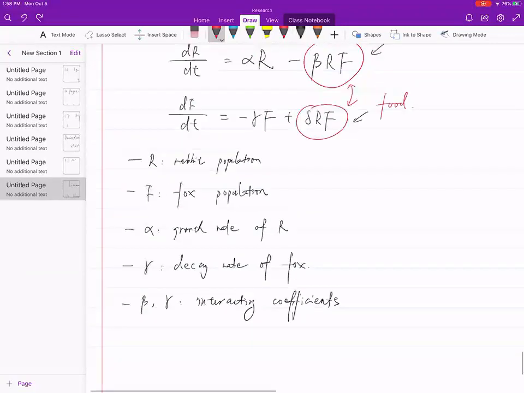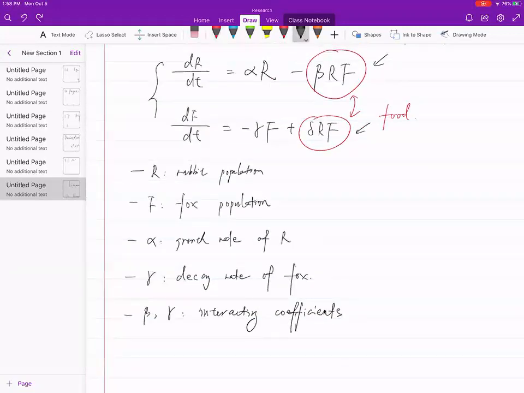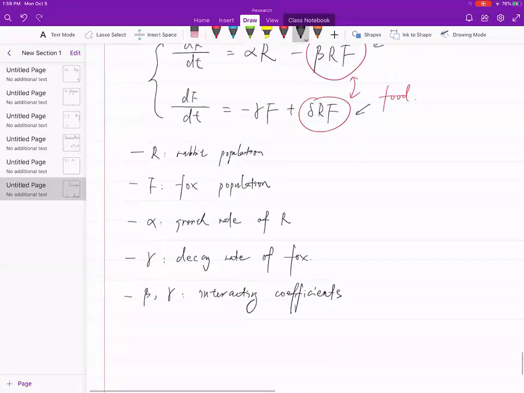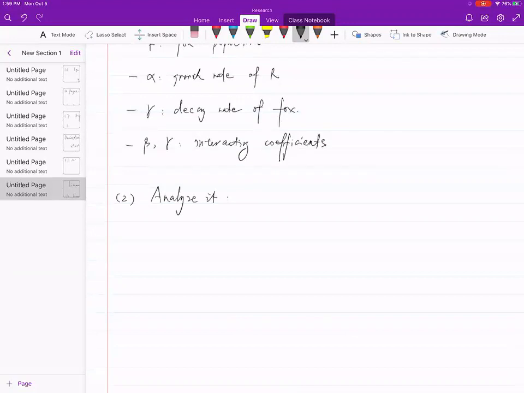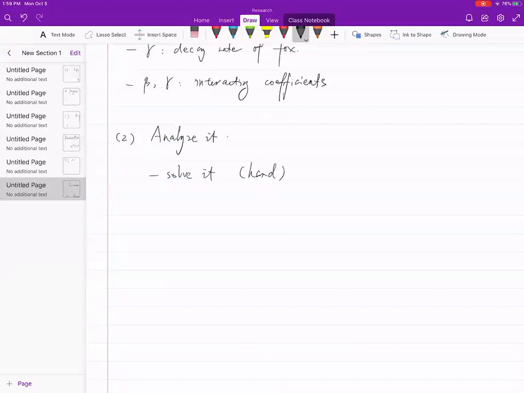Predator, prey. We have a system of equations. Usually we put a big bracket to indicate they are connected. Okay. Number 2, how do we analyze it? Well, how do you analyze a first order equation, which is not a system? Number 1, we can solve it. We know this is hard and next to impossible in general. Okay. What else do we have?